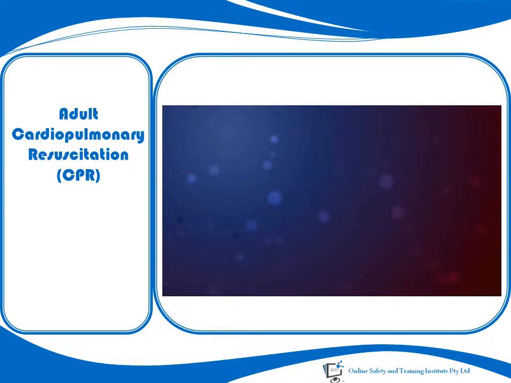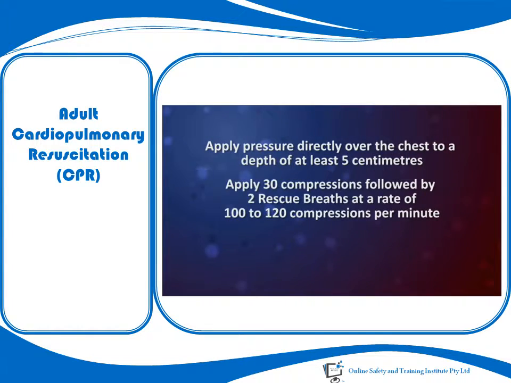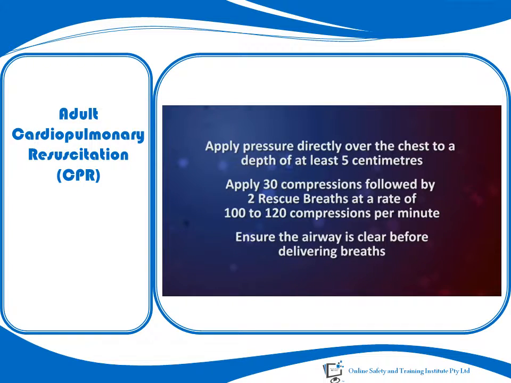Those main points again. Apply pressure directly over the center of the casualty's chest and depress to a depth of at least 5 centimeters or to about 1/3 of the depth of the chest. Apply 30 compressions and 2 rescue breaths at a rate of 100 to 120 compressions per minute. Be sure the airway is clear before giving breaths.